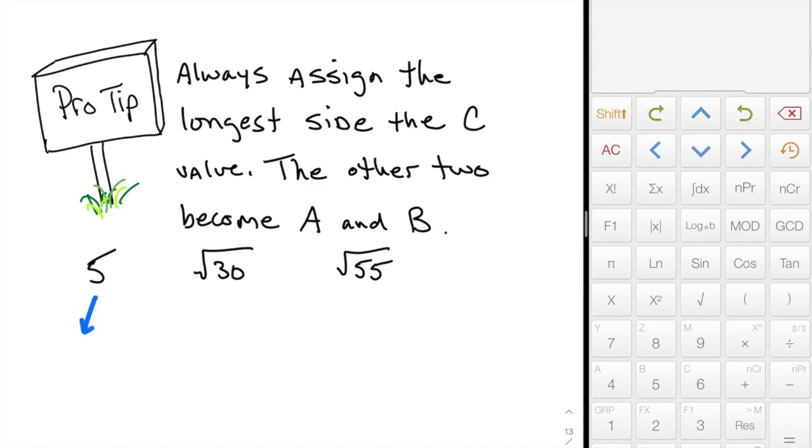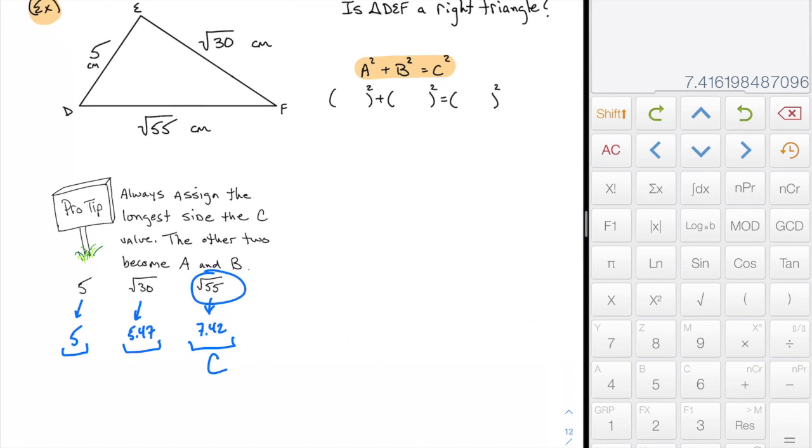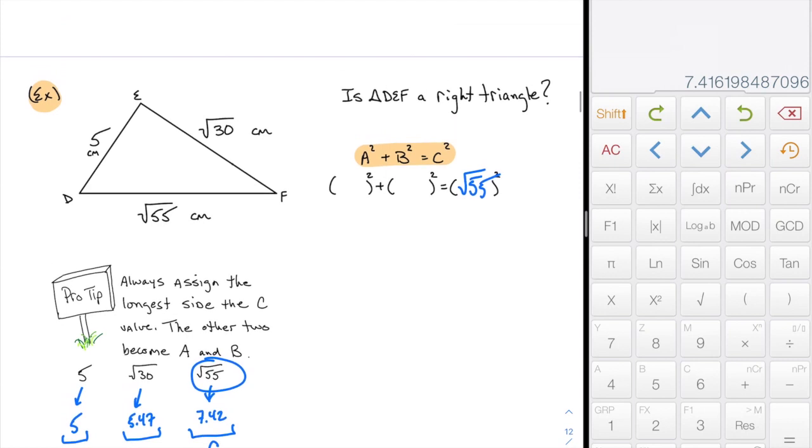So there were three sides that were given to us. There was 5, which is just 5. There was the square root of 30, which is approximately 5.47. And there was the square root of 55, which is 7.42. So of these three sides, I don't know what a and b are. I know they're interchangeable, but I know this is side c. So I'm going to place this number in the c spot, and I'm going to place the other numbers in the a and b spots. It doesn't really matter where they go. I'll put the 5 and the square root of 30 here.